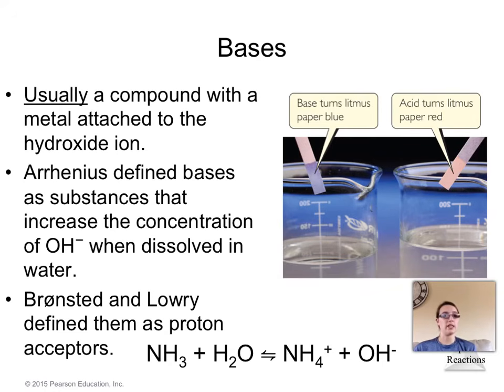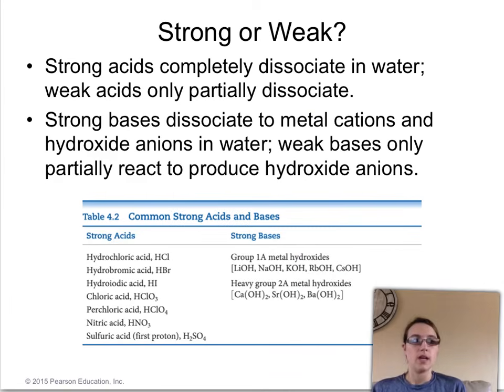So typically a base is going to be a metal attached to a hydroxide, with the exception of ammonia, which is NH3. With acids and bases, it's important to know the distinction between a strong acid and a weak acid, or a strong base and a weak base, because strong acids are strong electrolytes, weak acids are weak electrolytes. So strong acids completely dissociate in water, where weak acids only partially. And then the same thing with strong and weak bases.